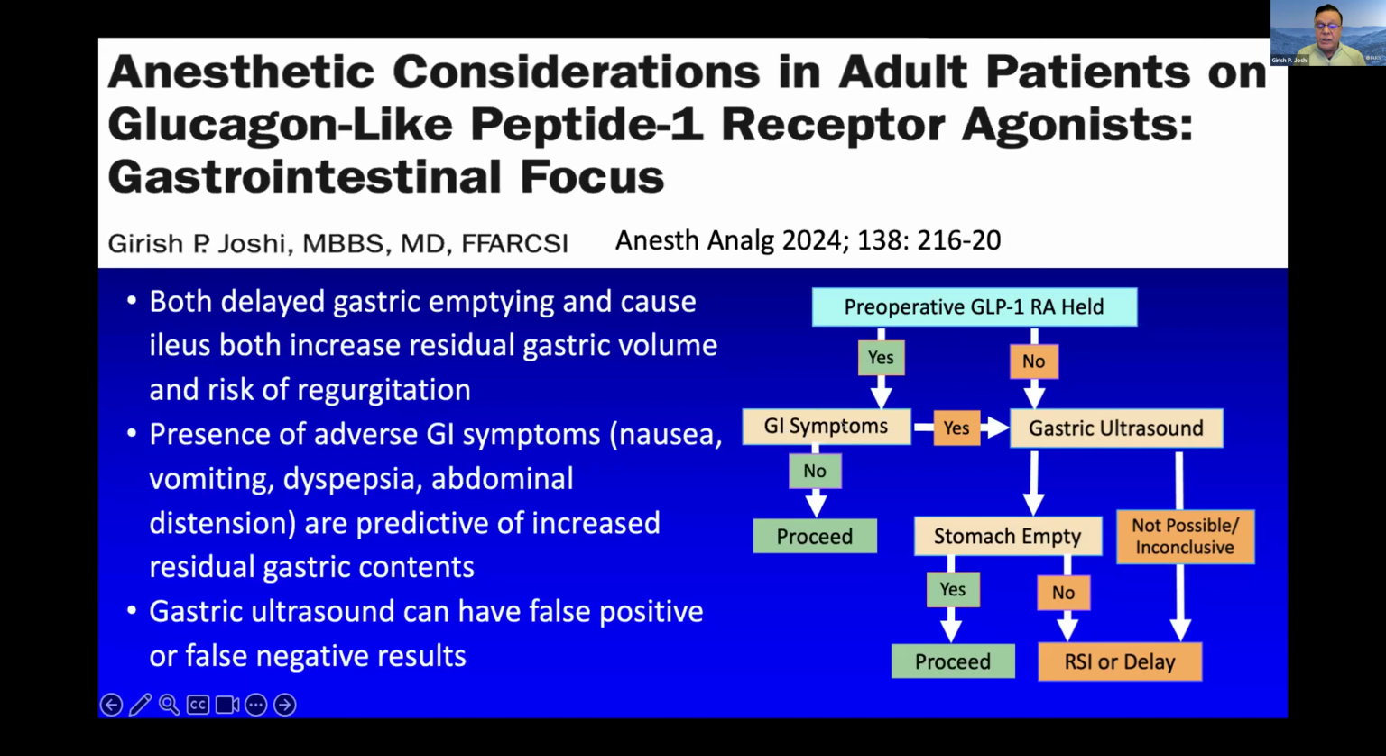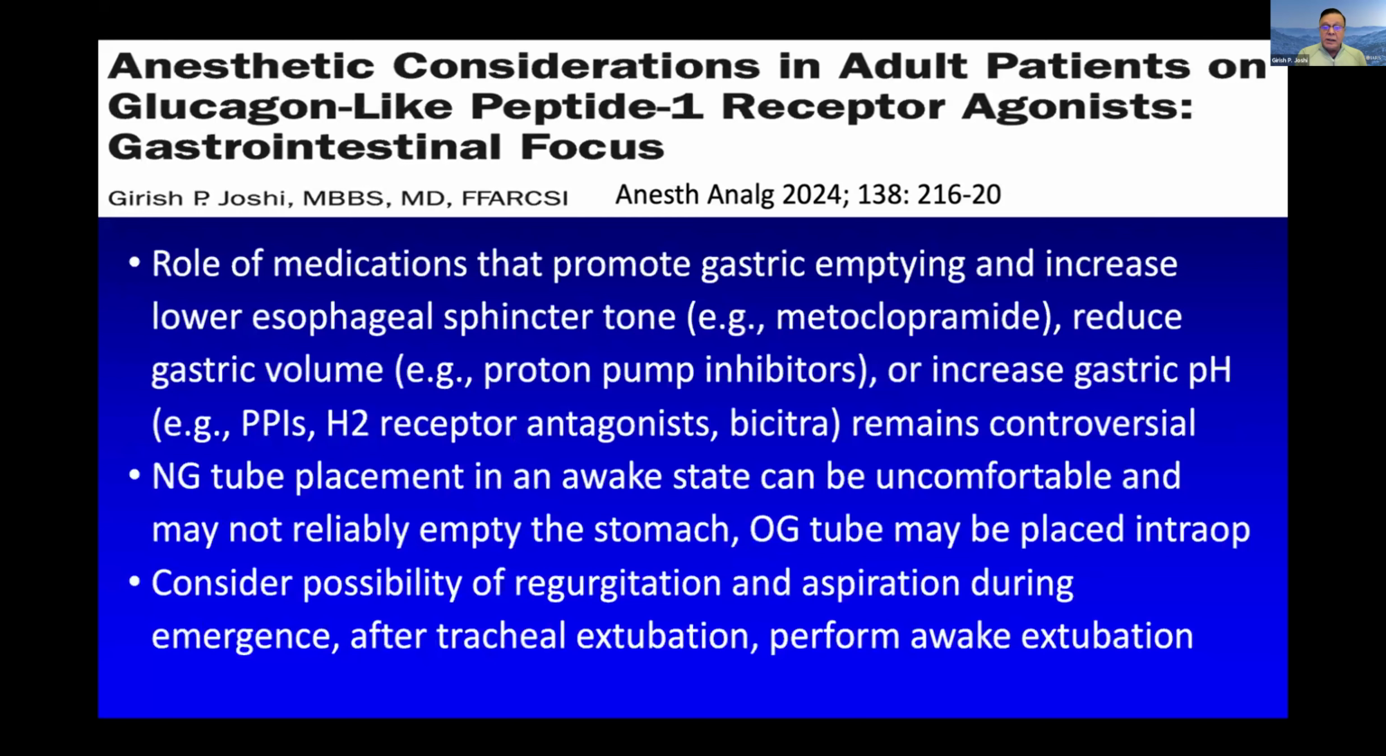If they have GI symptoms, then you could do a gastric ultrasound, and if the stomach is empty, you can proceed. While if the stomach is not empty or there's any question regarding the findings, then one can either do rapid sequence induction or delay the procedure. Bottom line is that the concerns are real. What we don't have, the question which we really need to ask, is how to manage these patients.